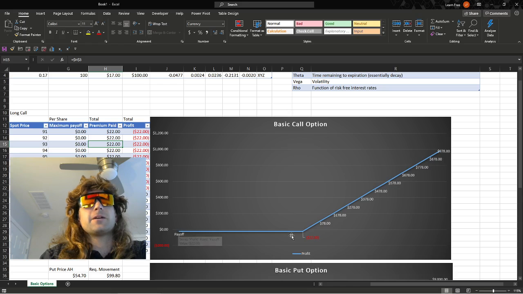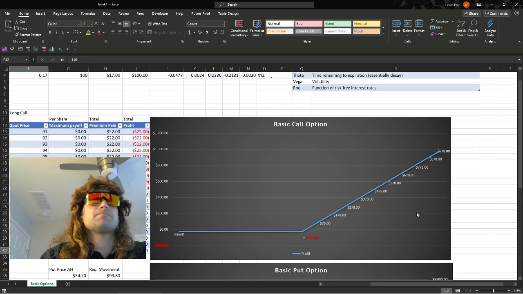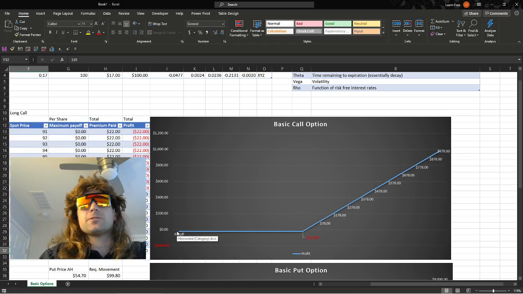Everything, here's your negative $22. This would be your profit in dollar amounts, just for scale. And here's what it is at each level. So at $110, you'd be at this 978, which is right here. Right here, anything below $100 on that strike price.